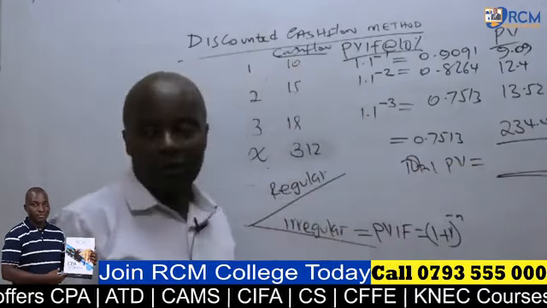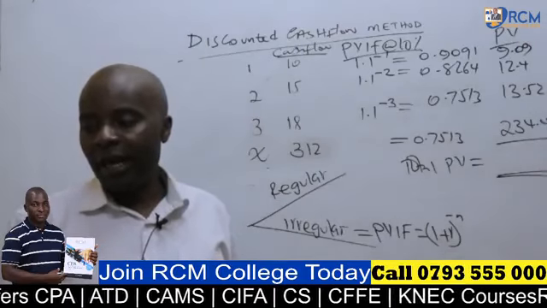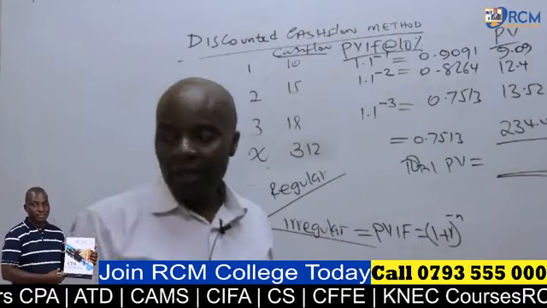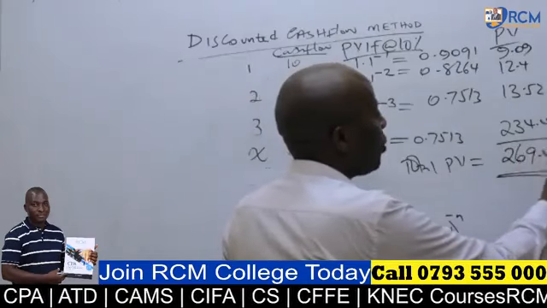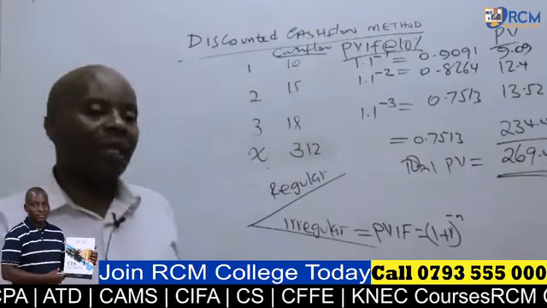Of which I can see Samuel Oyunge and Maalim giving us 2, and also Lucy giving us 269.42. 269.42 is the total present value.